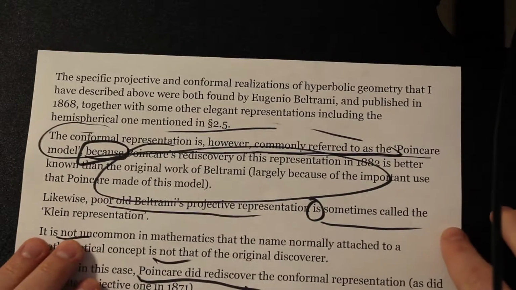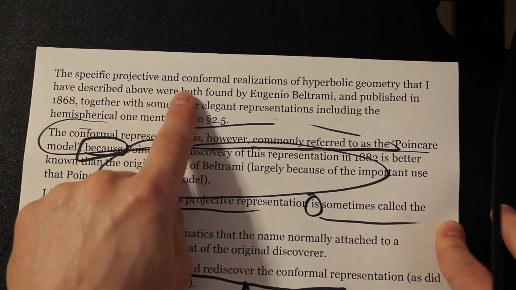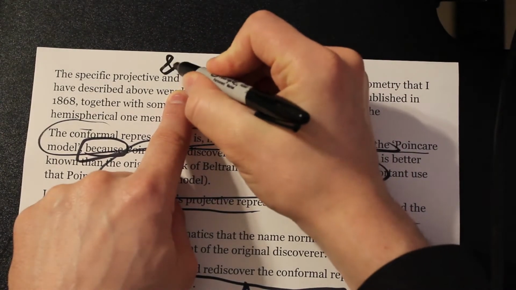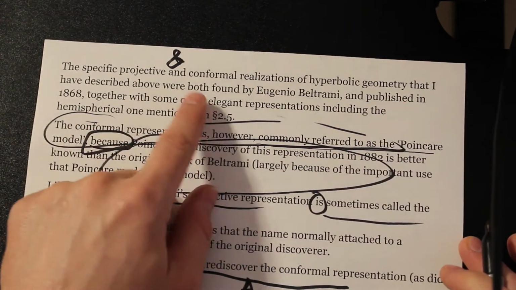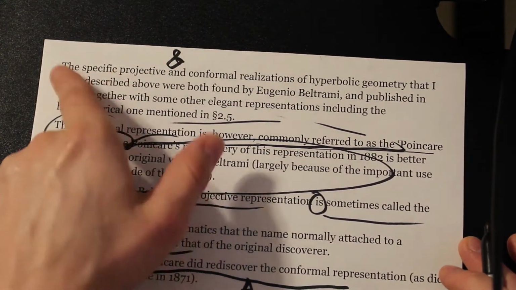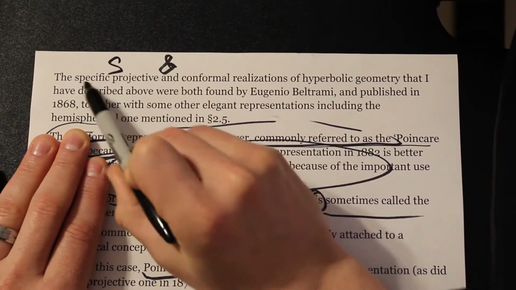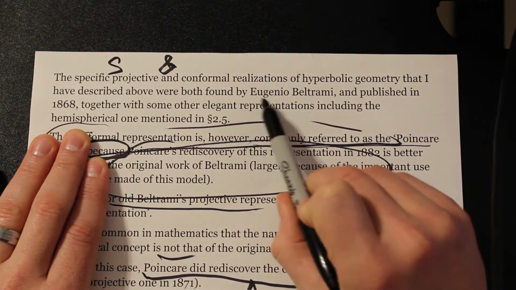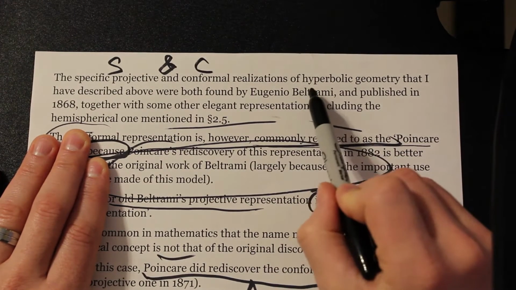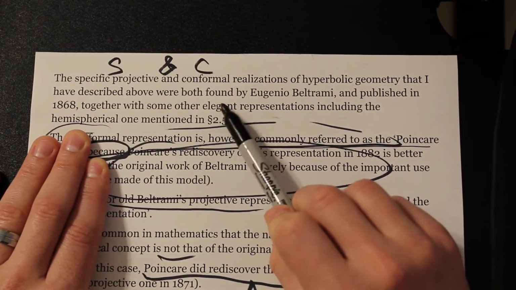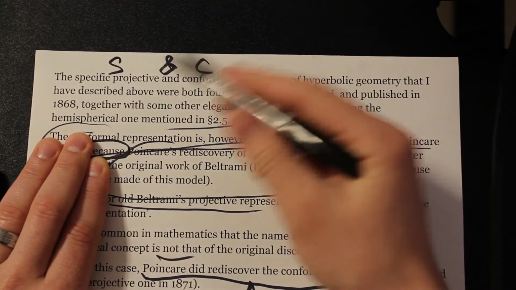All right, and then this first particular one, it's a little bit wordy, but we'll go ahead and go through it. The specific projective and, so there's an and, conformal realizations of hyperbolic geometry that I've described above were both found. Okay, so both of those things were found. It could be a standalone sentence, maybe sentence S, specific projective, was found by Beltrami, and, ampersand, conformal realizations, right? Both found. So that means this one was found, and this one was found. Those could be separate sentences.